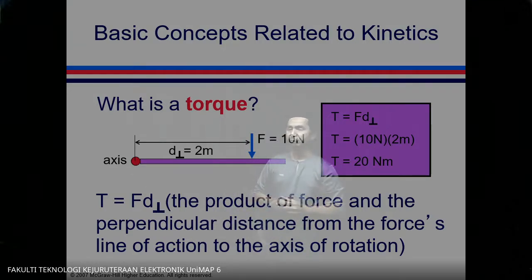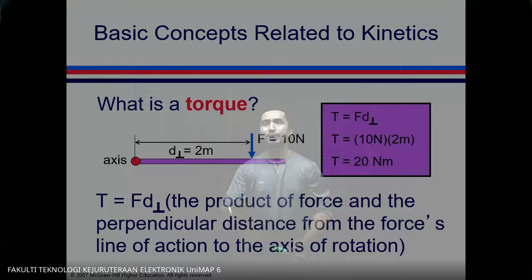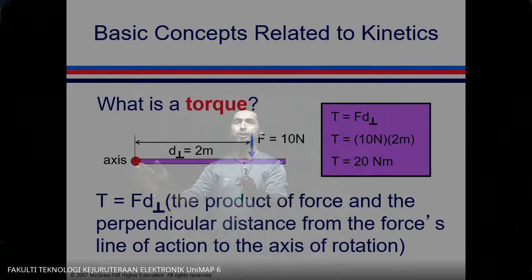Basically, if we deal with moment or torque, clockwise we assume as negative or positive? Negative. Okay, good. So here the arrow is going down. Force is 10 Newton. Perpendicular distance here is 2 meter. So 10 times 2 will be 20 Newton meter.